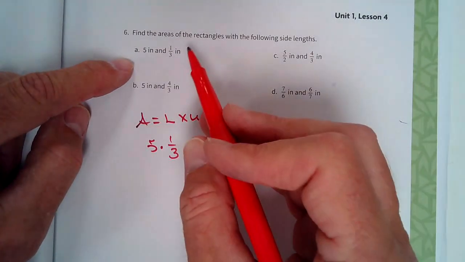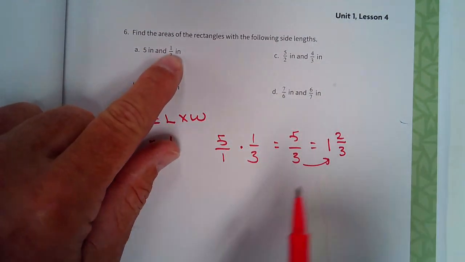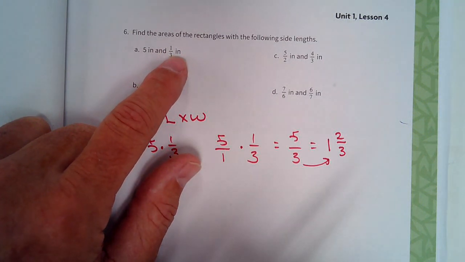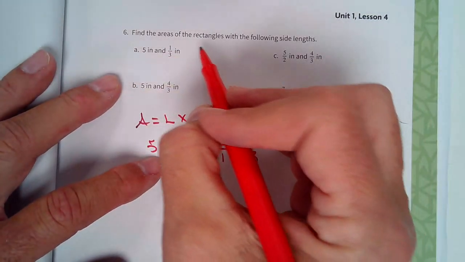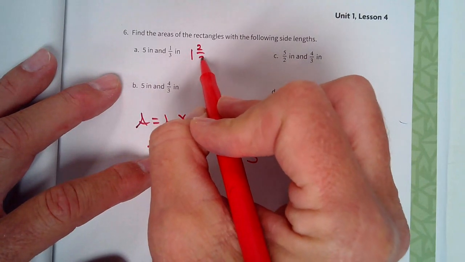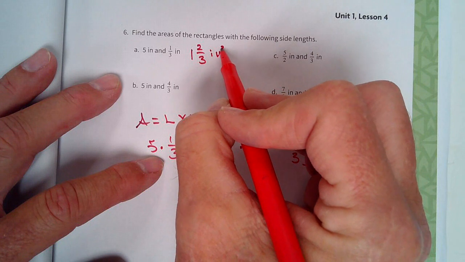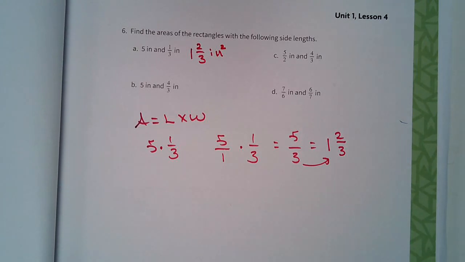And so it says find the area of the rectangles. So what measure, what is it, feet, centimeters? What is it? Inches. So the answer to A would be 1 2/3 inches squared. There's A done for you. Questions on that, anybody? No.